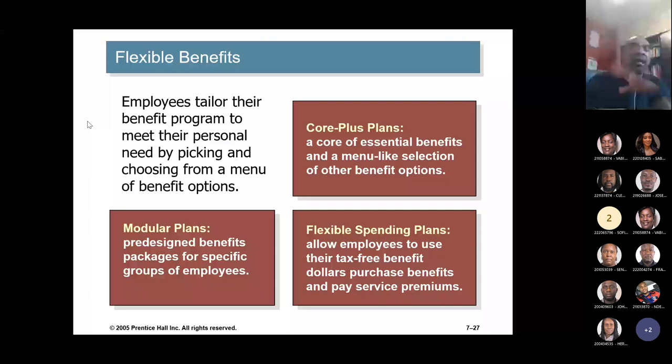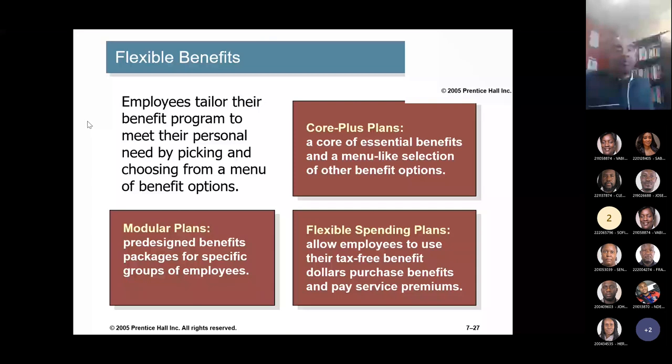And of course, the manager should use the plan that can best motivate their employees, knowing that one particular plan that motivates somebody may not motivate another person. All right.